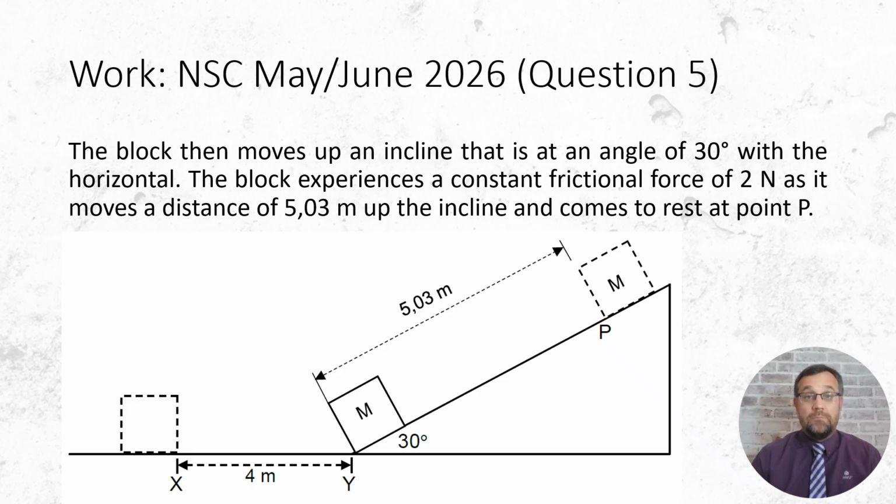The block then moves up an incline that is at an angle of 30 degrees with the horizontal. The block experiences a constant frictional force of 2 newtons as it moves a distance of 5,03 meters up the incline and comes to rest at point P.